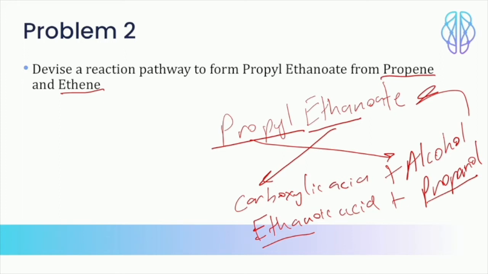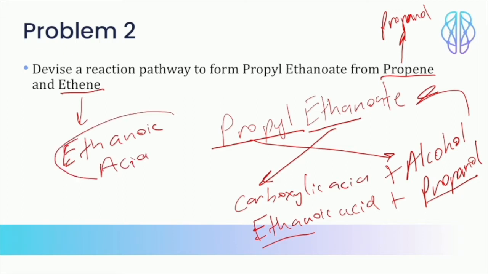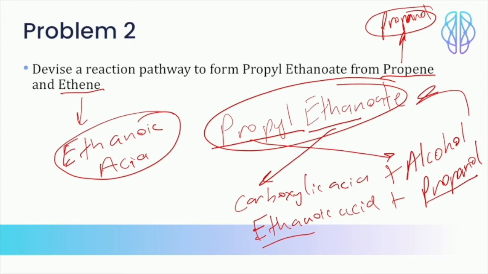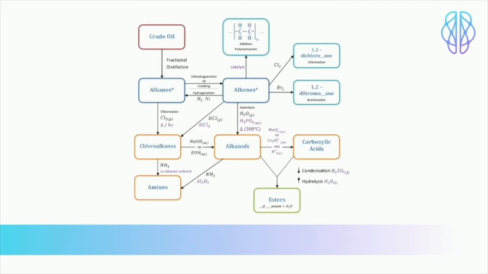So firstly, we need to make this into propanol, and then we need to make this into ethanoic acid. And then these two will combine to give you propyl ethanoate, which is our final product, in reflux. And that's exactly what we're going to do in the solution. So we're starting with propene and ethene, which are both alkenes, right? And we need to make an ester, which is all the way down here.